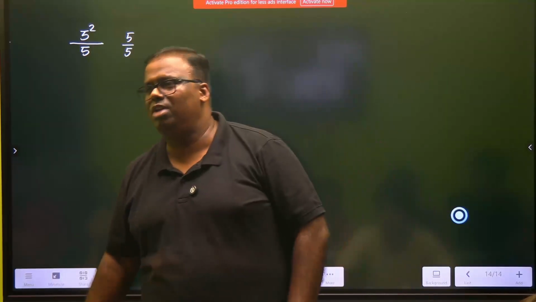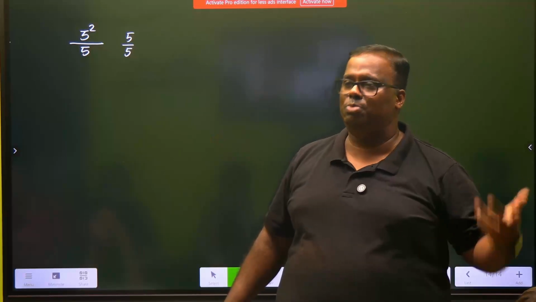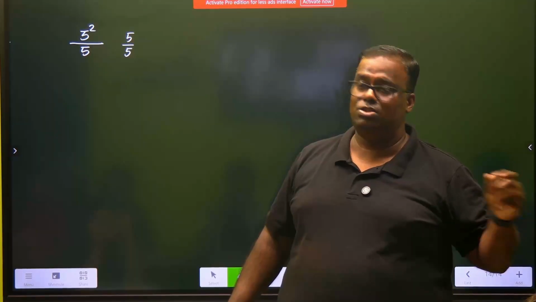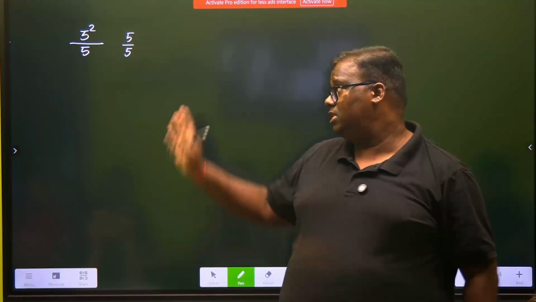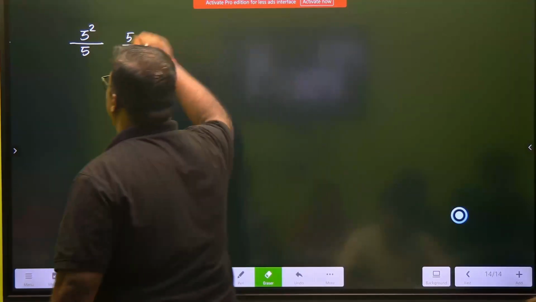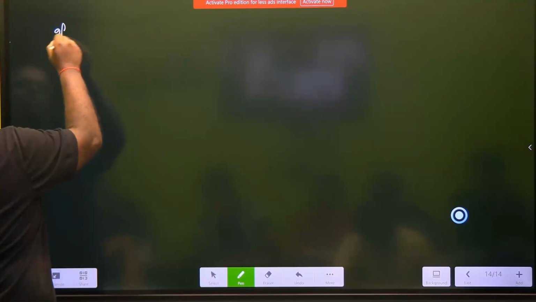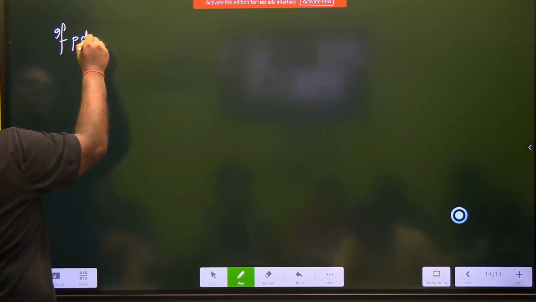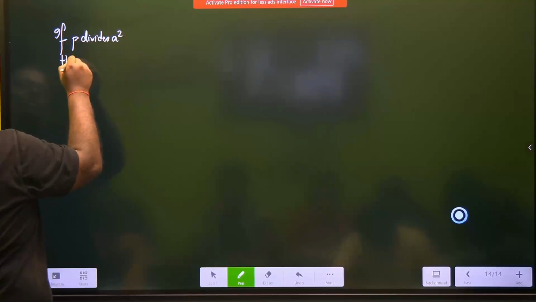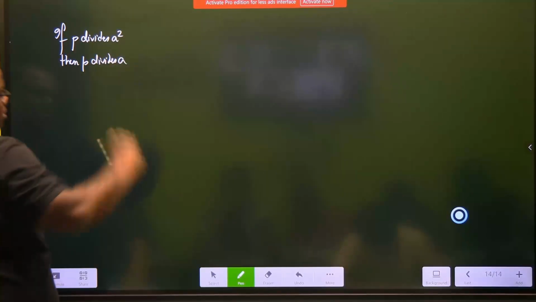And this actually we can prove again. Let the factors of A square be P1, P2, P3, or A be P1, P2, P3. And since you say that P divides, P will be one of them. This is necessary, so please write that down because it will be necessary. If P divides A square, then P divides A.